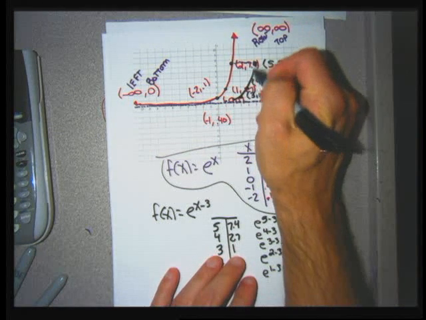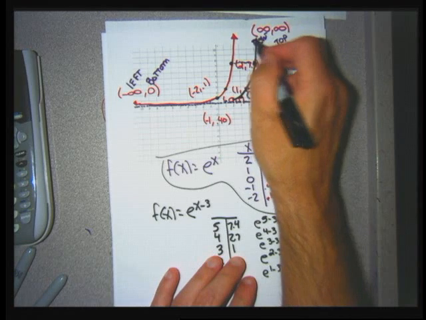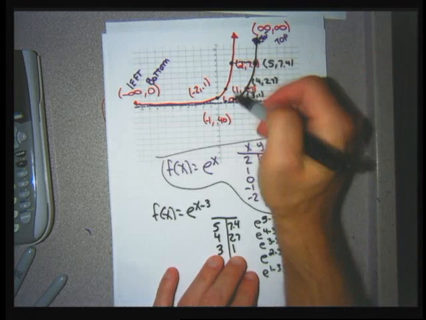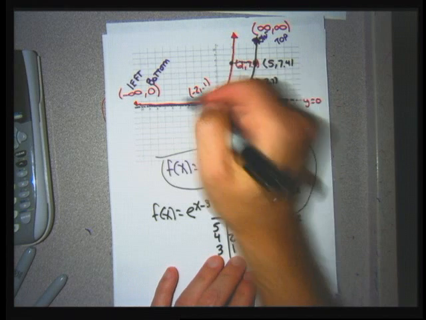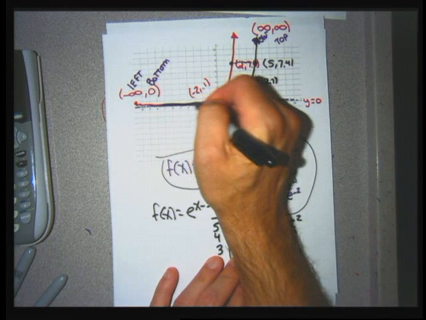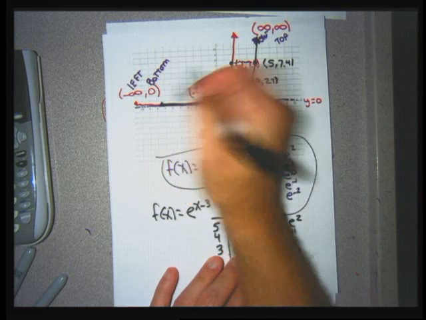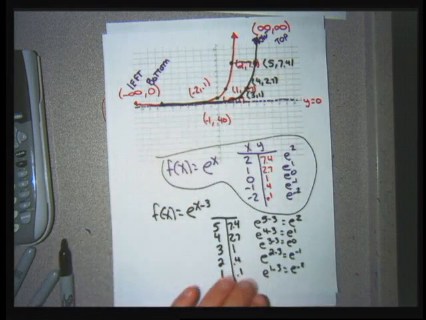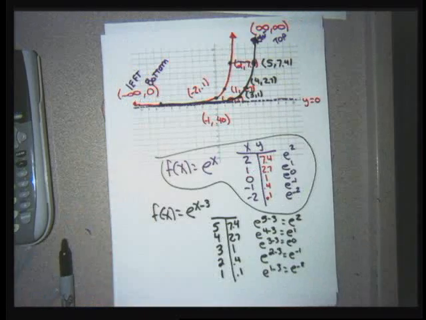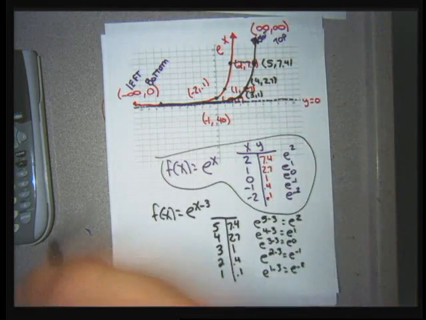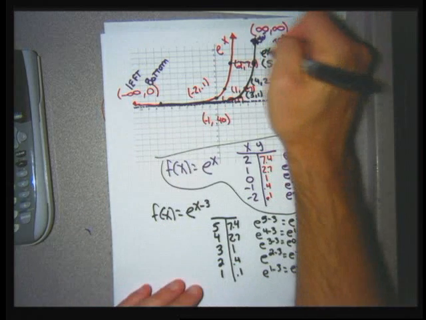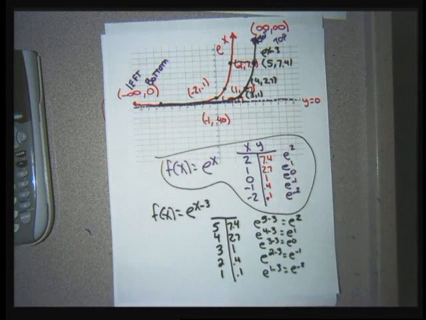Off to the right, it shoots up fast and gets high very quickly. Off to the left, it still is going to be bound by the y-axis, and the graph is still never going to go below the x-axis, nor touch it. So here's a graph of both e to the x in red and e to the x minus 3 in black. When I go to answer the domain and range questions, they're going to be the same answers.